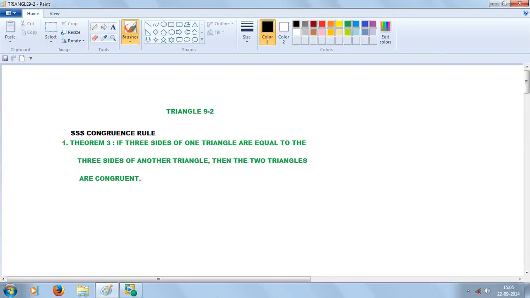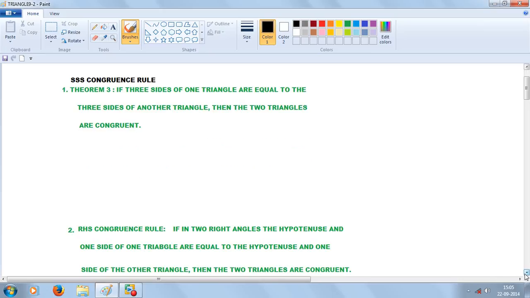Welcome to our next lesson in triangles. So first we will start with the SSS congruence rule. What is this? Triple S indicates side, side, side.